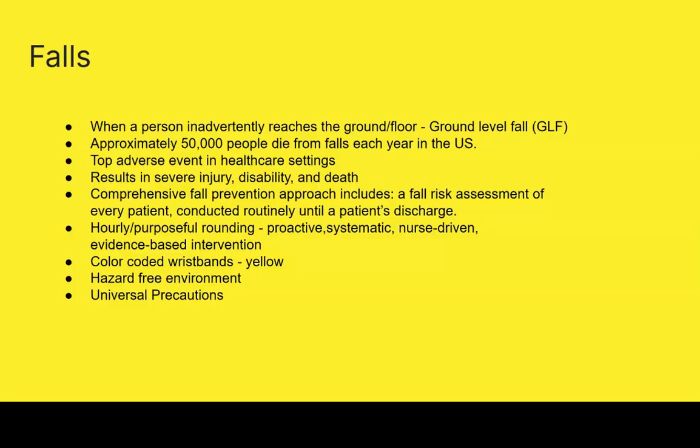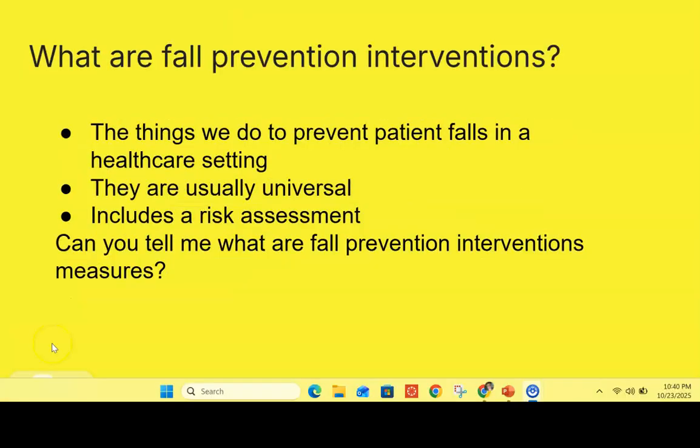Maintaining a hazard-free environment. We know patient rooms can be small. They can get cluttered very easily. So ensure that there is a hazard-free environment, and then universal precautions for falls. Those are all the things we can do to prevent patient falls, and we'll talk about those in the next slide. So what are some fall prevention interventions? What we like to call universal precautions regarding falls.